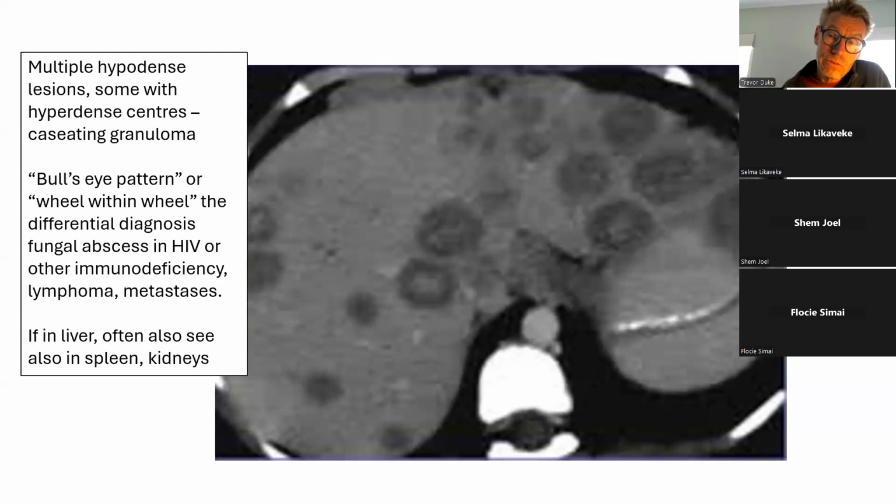So again, non-specific, and it has to be integrated between history, clinical examination, and imaging and microbiological examination. If you ever see this in the liver on ultrasound or on CT scan, then always look at the spleen and the kidneys and other structures within the abdominal cavity, and look for characteristic features of TB, such as multiple lymph nodes or splenic abscesses as well.